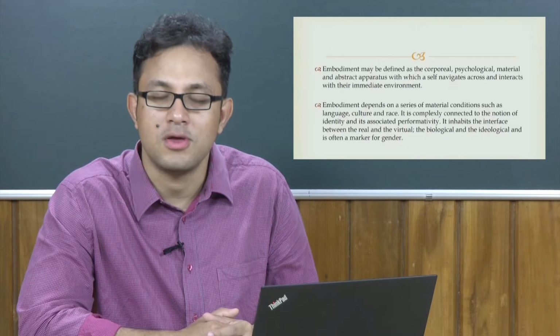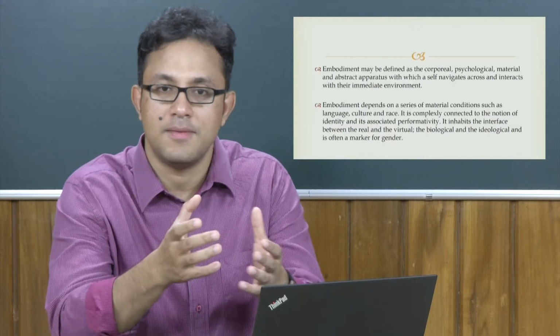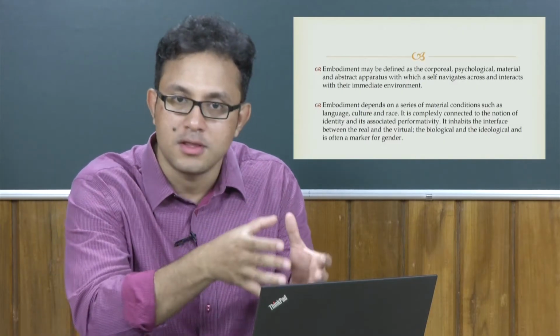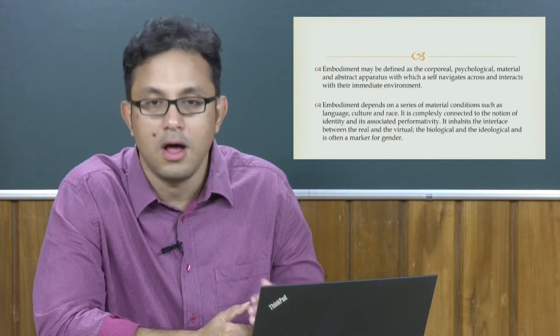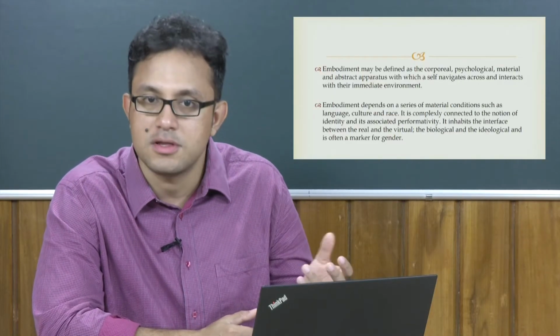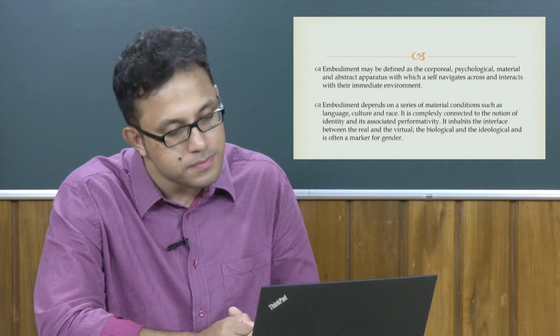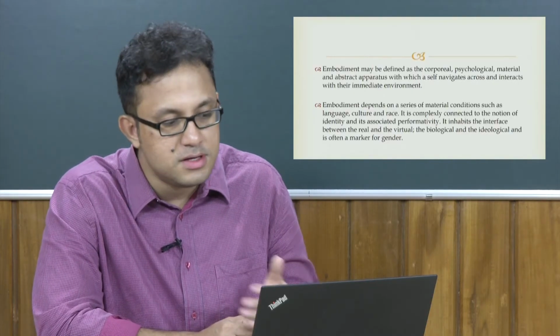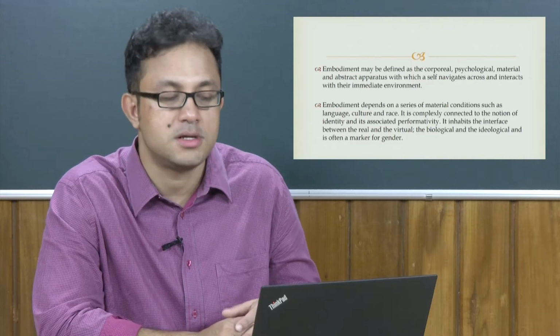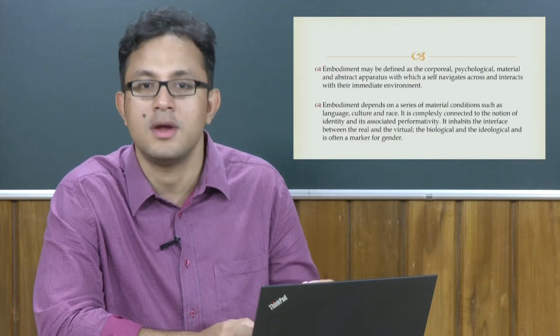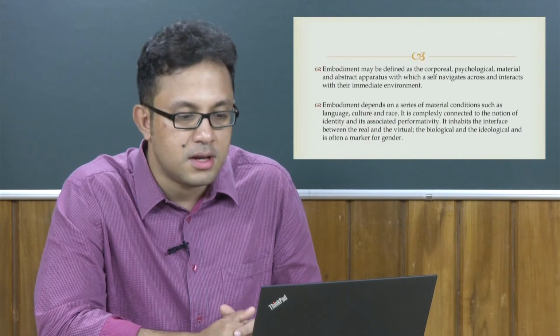But if someone asks you to locate culture, it's very hard to pin it down to one thing, to one object. So it's an object as well as a concept. It's a combination of a conceptual category as well as an objective category, culture. So it depends on embodiment, on a series of material conditions such as language, culture, and race. It's complexly connected to the notion of identity, right?